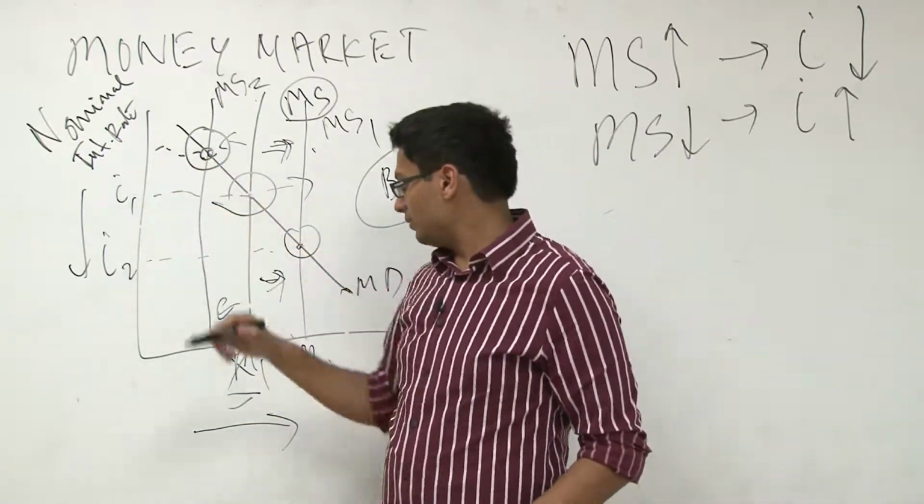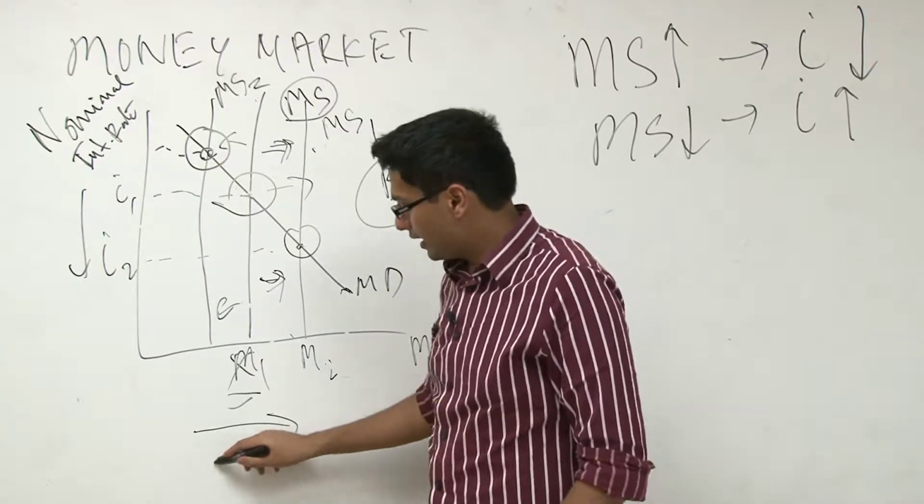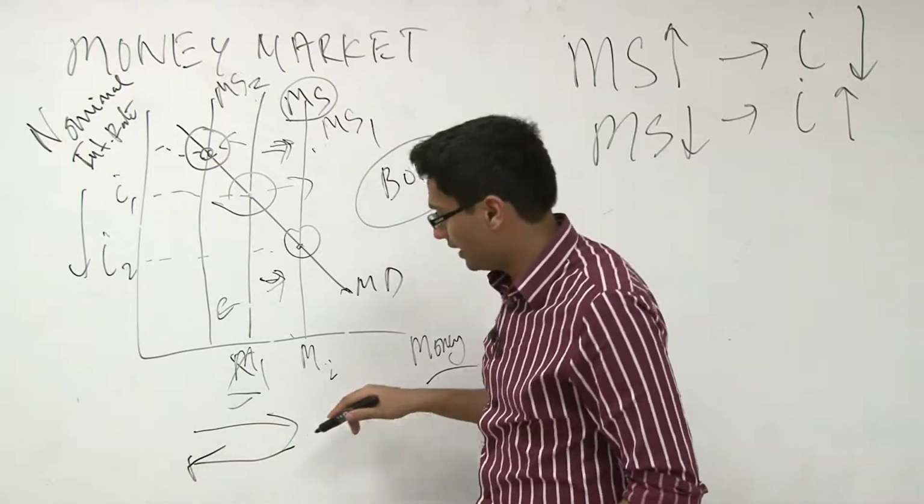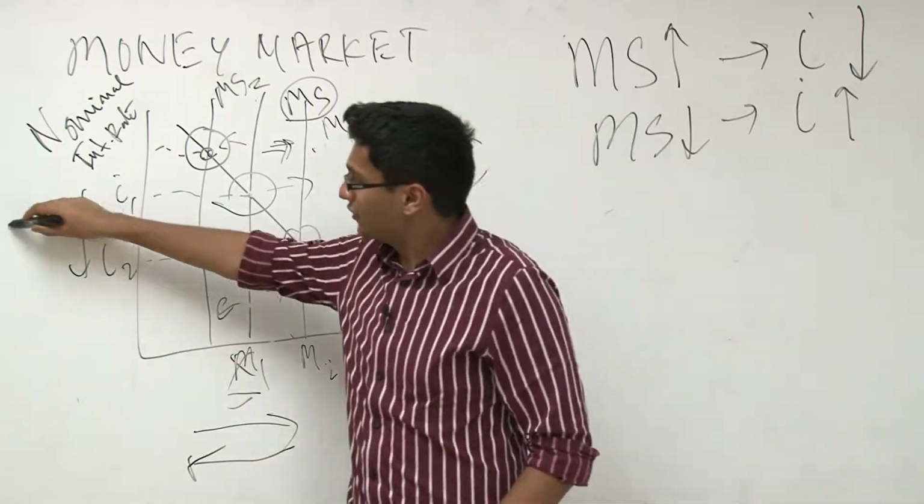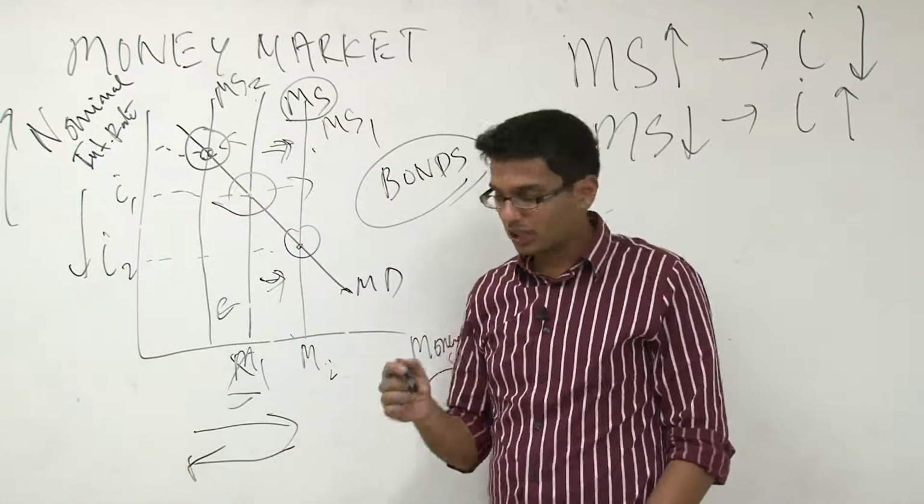And if you look at it, your money has shrunk in the system. Money has gone to the left, it's gone down. And interest rates have gone up, exactly what we talked about.